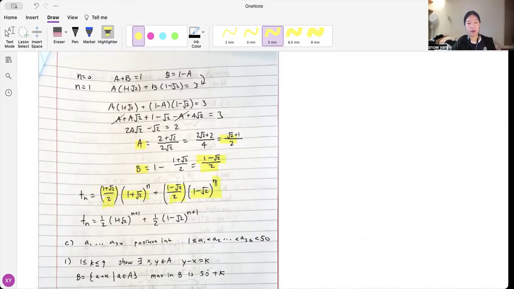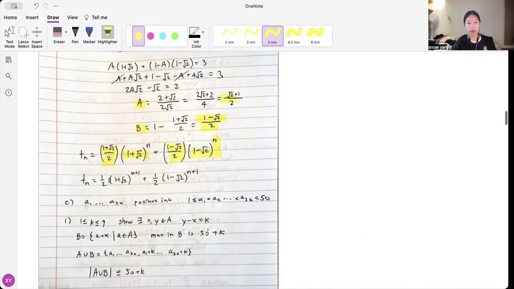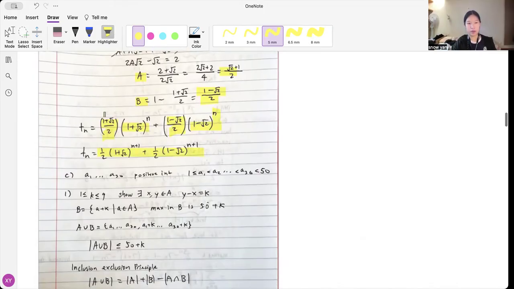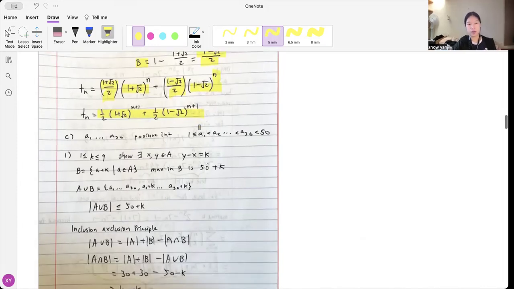Okay, and then I have my original roots to the nth power. So then I just simplify it slightly, and I would get this. I just basically put the 1 plus square root 2 into this, and then I increment to n plus 1. And the same with the right hand side as well. So that's my recurrence formula.